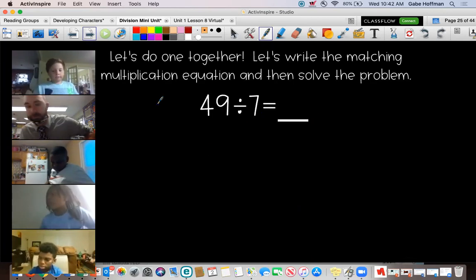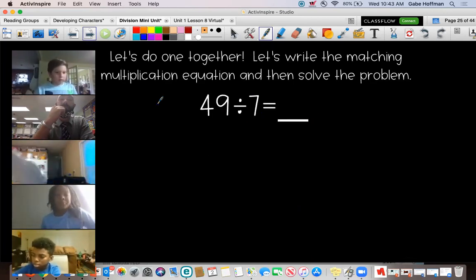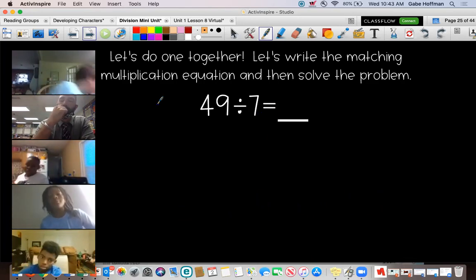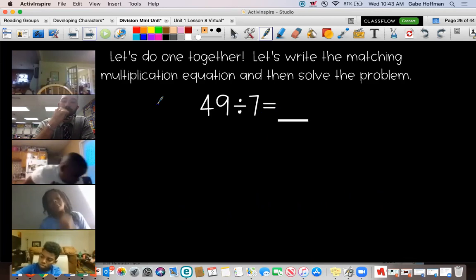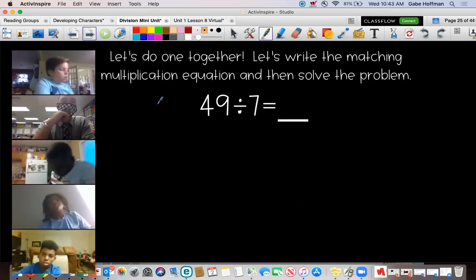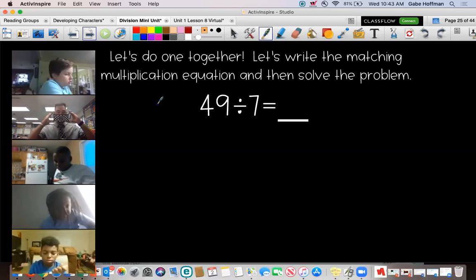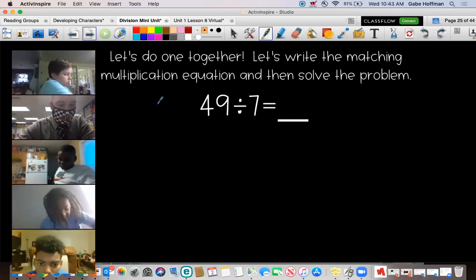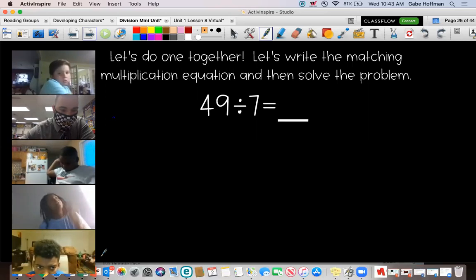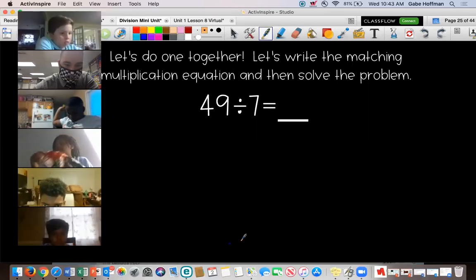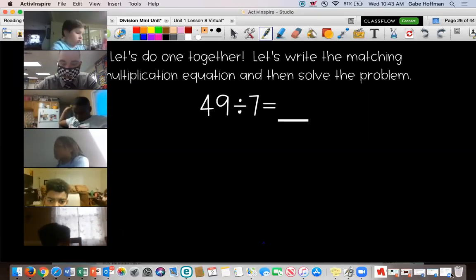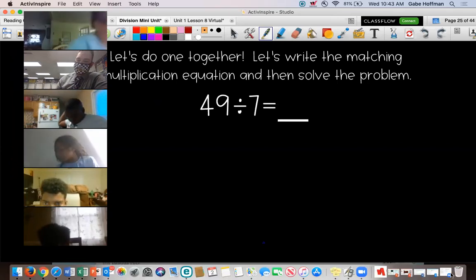Okay, so you guys are gonna do this one on your own. It's 49 divided by 7. What I want you guys to do first is write this in the form of a multiplication problem without the answer. So something times something equals something. Fill in the 49 and the 7 and then show it to us.